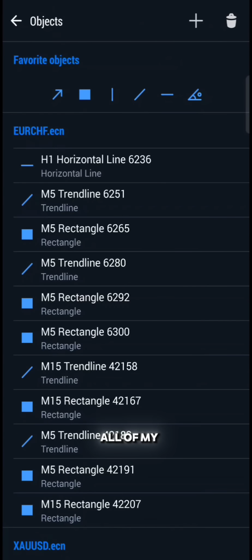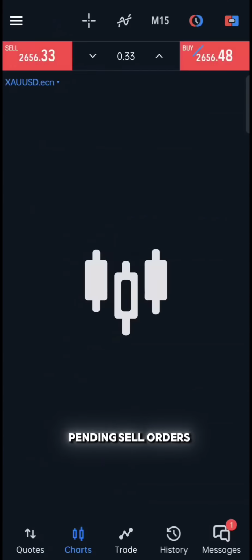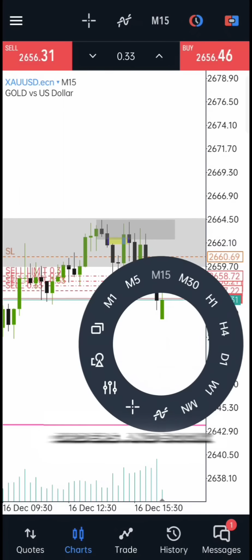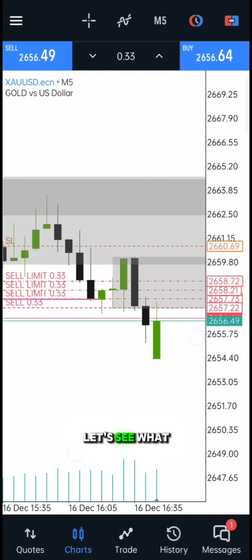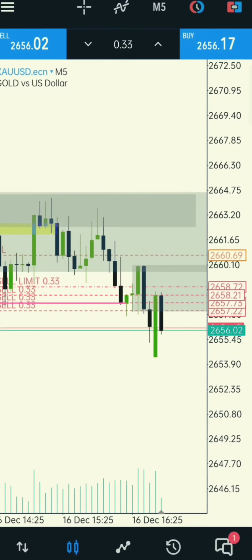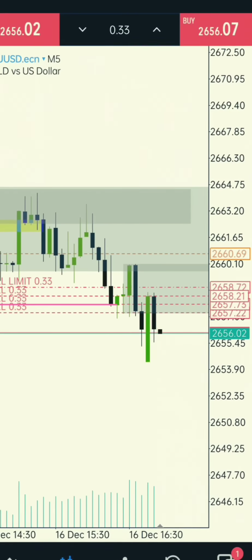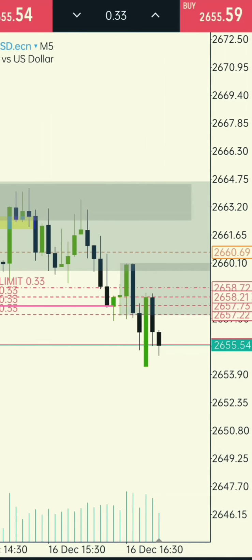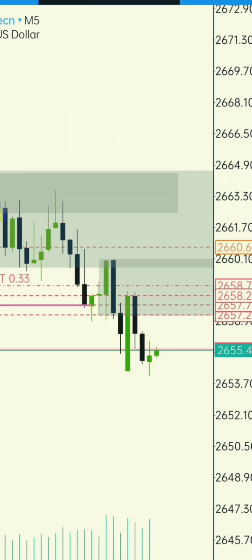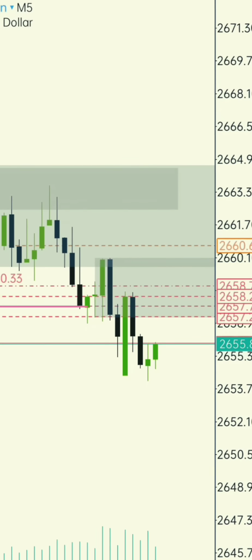So these are all of my pending sell orders, and this is our profit target zone. If the price meets this target, I will close all of my orders and book my profits. Let's see what happened next. A few moments later.